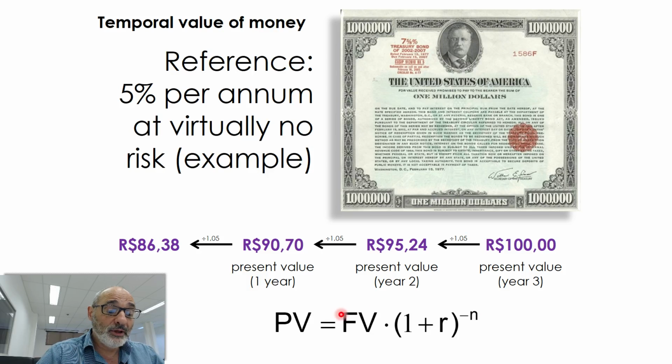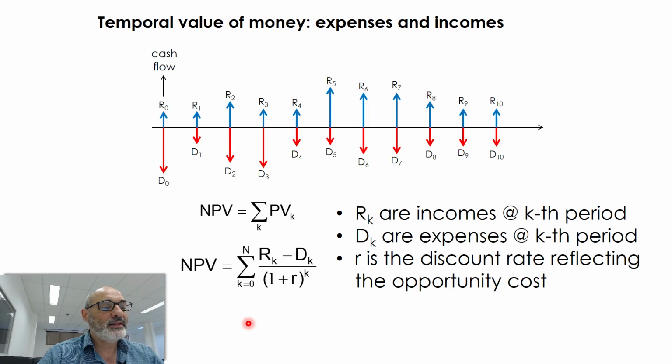So we could correct all future values. We could bring all future values to the present and make all the calculations. We're going to do that, and we're going to calculate the net present value. NPV stands for net present value, which is the sum of all present values.